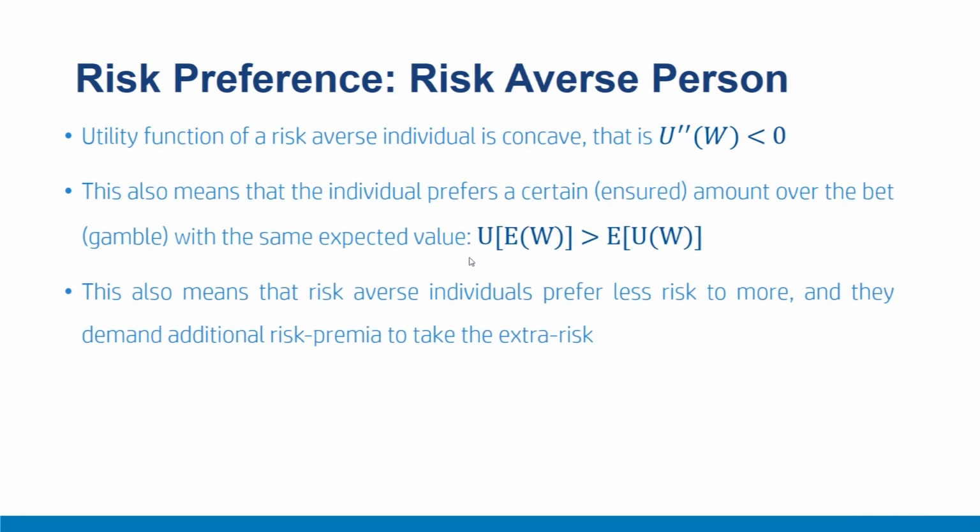Then we have the risk averse individual. The utility function of a risk averse individual is concave. That means U''(W) is less than 0, as we'll see. This also means that the individual prefers a certain insured amount over a bet or gamble with the same expected value. That is, utility of expected wealth is greater than expected utility of wealth. This means that this individual prefers a certain value over a gamble. This also means that risk averse individuals prefer less risk to more, and they demand additional risk premia to take on that extra risk.